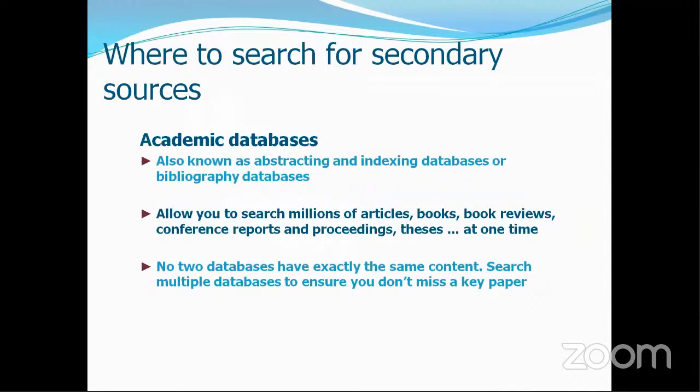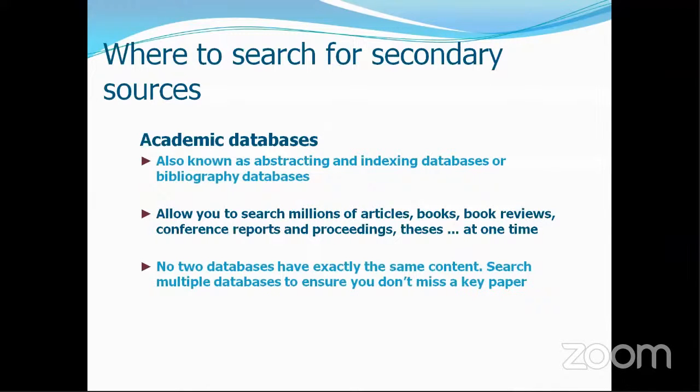When you are searching for secondary sources, it's generally academic databases you use. These are also known as abstracting and indexing databases or bibliography databases. Find out the ones in your subject area that your university library has subscribed to. That means you must know the ones that are relevant to your subject area. You can also subscribe to some on your own if you don't have access to any university library, or if your library has not subscribed to the particular one that is relevant to your subject area.